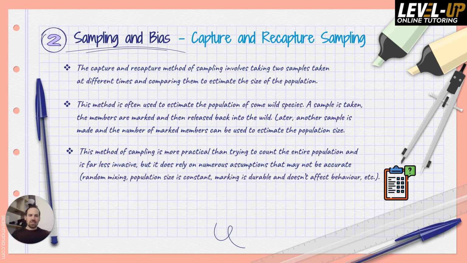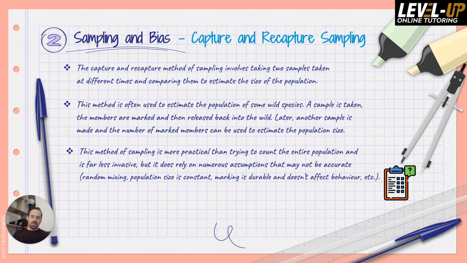But if you could, it'd be somewhat expensive and time consuming, not to mention very invasive to affect the entire population. But the downside of it is that we're making many assumptions that might not be true. So when we release the sample back into the population, we're assuming that they're going to mix randomly, but they might not. Wild animals often have families and communities like people do. We're assuming that the population size is constant, which it often won't be. Certainly, if it's over a longer period of time, you're going to have new animals born. You're going to have some animals die, and so that's going to affect things.